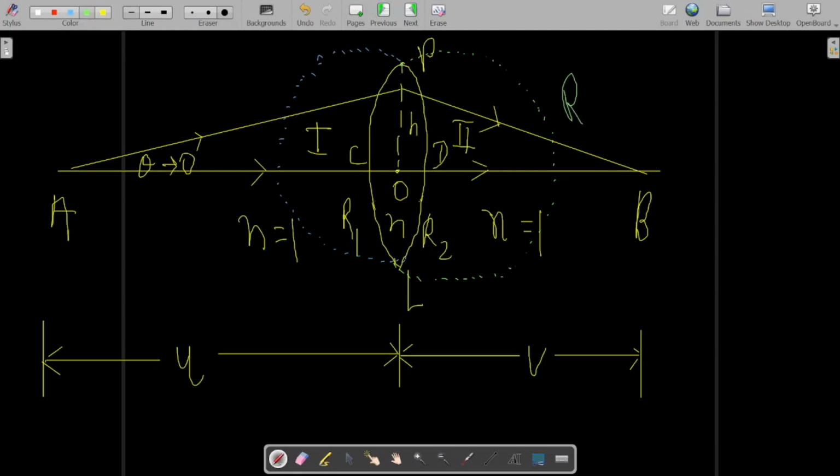Radius of this green circle is R1, and radius of this blue circle is what? Radius of this blue circle is R2. Okay, that is what is meant by the radius of curvature of this first surface and second surface. This is the meaning of that.